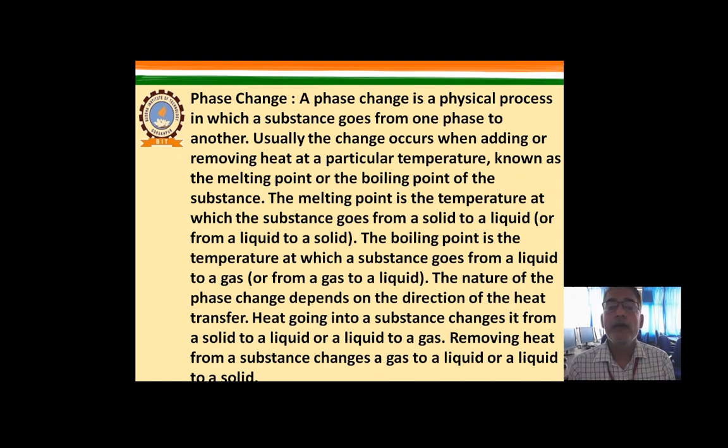Phase changes. A phase change is a physical process in which a substance goes from one phase to another phase. Like liquid can be changed into solid, liquid can be changed into another phase gas, gas can be changed into liquid, gas can be changed into solid. These are all examples of phase changes. Usually the change occurs when adding or removing heat at a particular temperature known as the melting point or the boiling point of the substance.